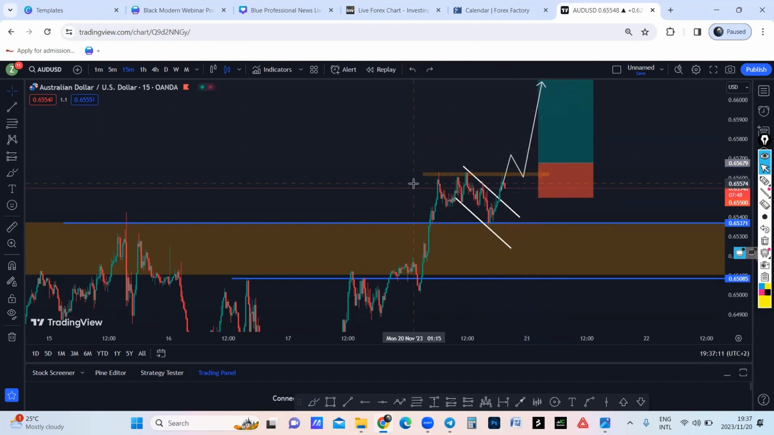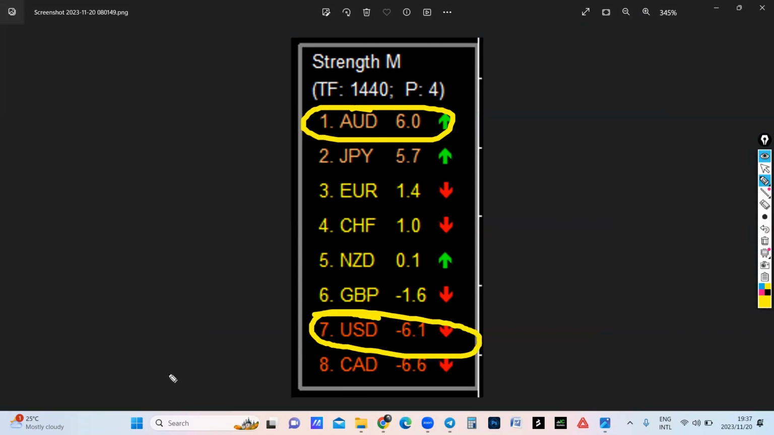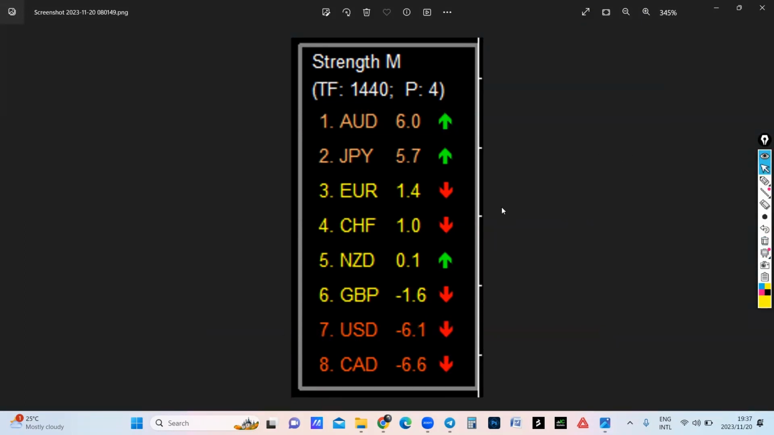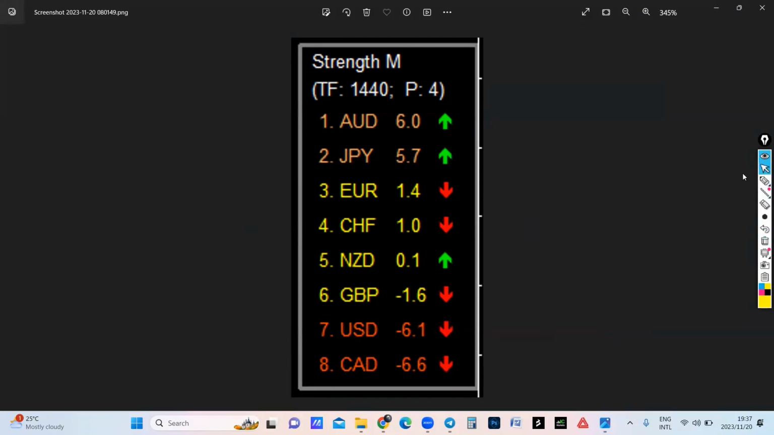As long as my AUD is still bullish and my US dollar is still bearish, then I will continue taking a buy. So let's look at JPY and Canadian dollar, and JPY also versus USD. I took 2 trades there based on those numbers.